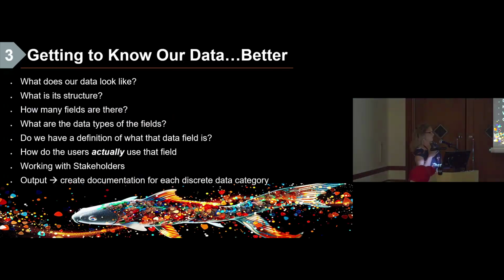So, the first step in this whole process was getting to know our data better. So my work is crucial for understanding our data. So what does our data look like? What is its structure? How many fields are there? What are the data types of those fields? Do we have a definition for what that data field is? How do users actually use that field? This is very important. Collaboration with stakeholders and creating documentation for each discrete data category.